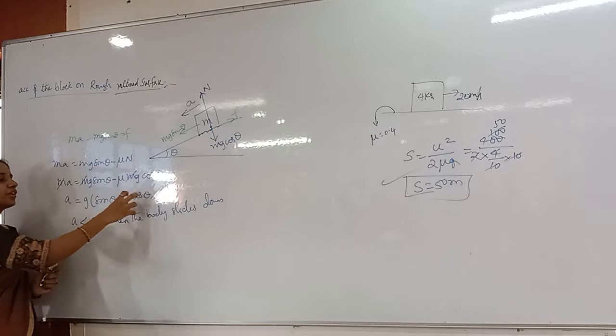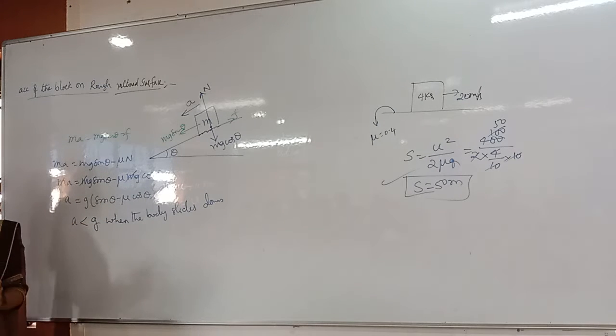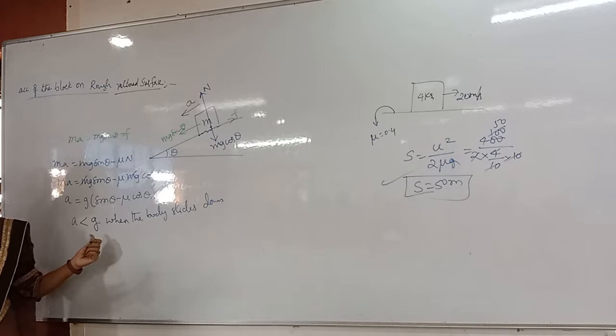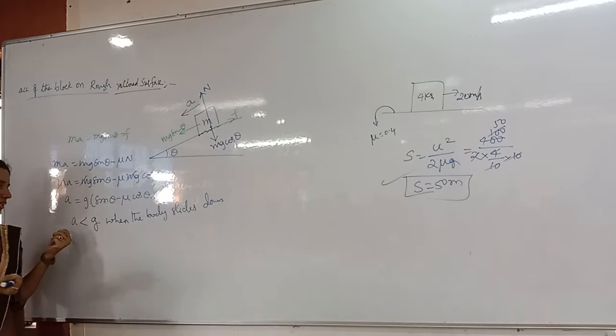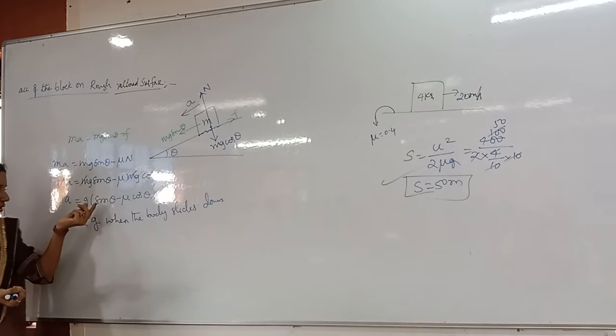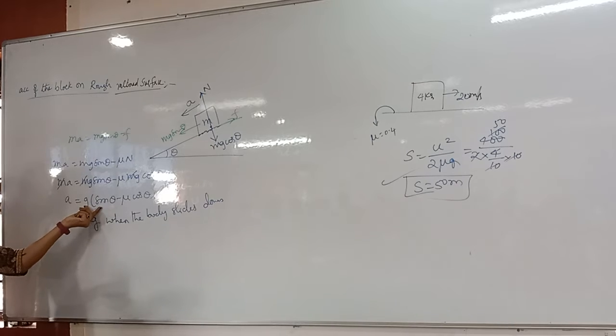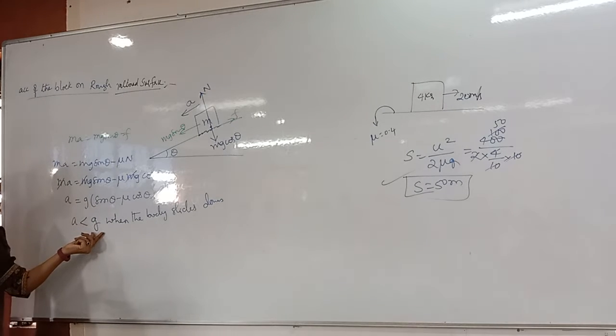From g sin theta you are removing some value, so the g is decreasing. So compared to the original g, the acceleration is always less. Why? Because here you are getting less g. Whenever you compare with g, a is obviously less than g here. Are you understanding this statement?